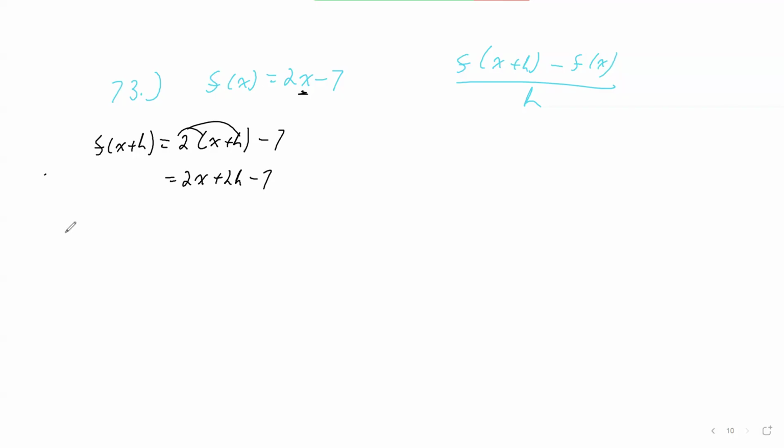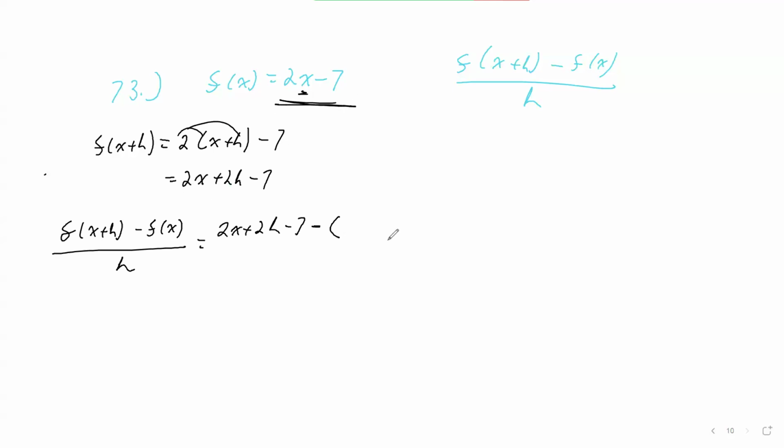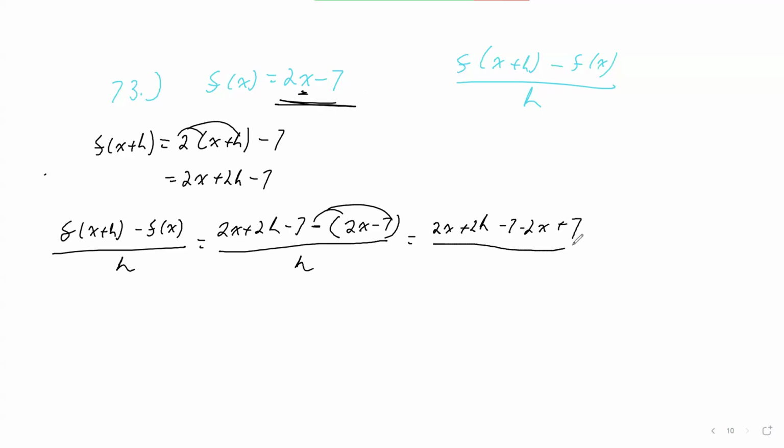So then when I'm doing this work, f of x plus h minus f of x, divided by h, I can use what I just got. So 2x plus 2h minus 7, minus, in parentheses, my original f of x, that's 2x minus 7, divided by h. Again, distribute that negative. So it's going to be 2x plus 2h minus 7 minus 2x plus 7, divided by h.